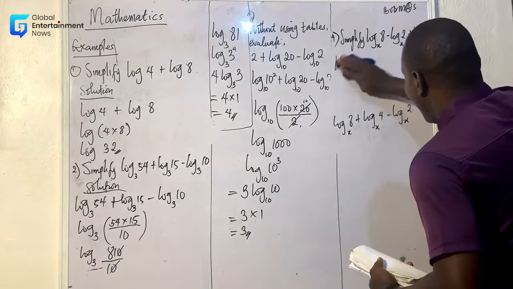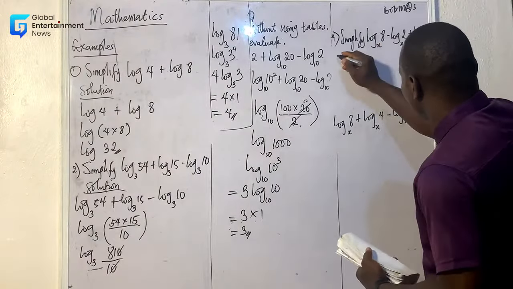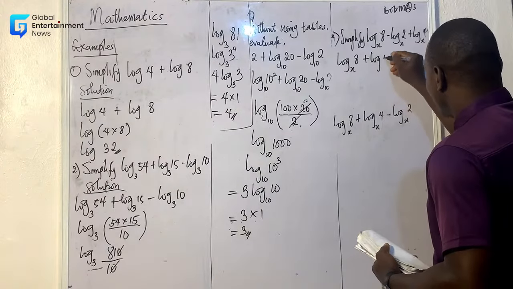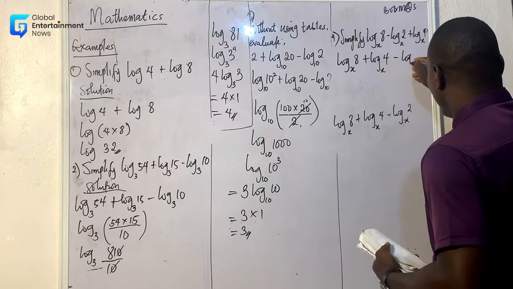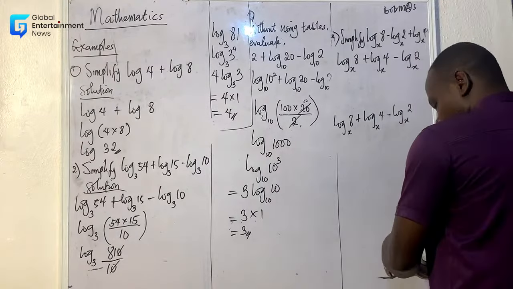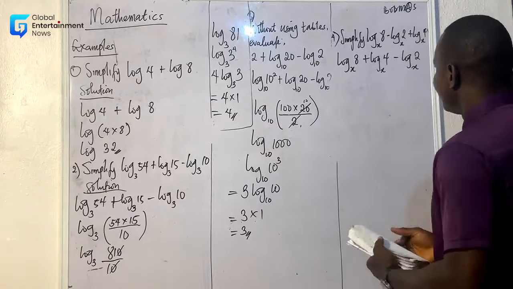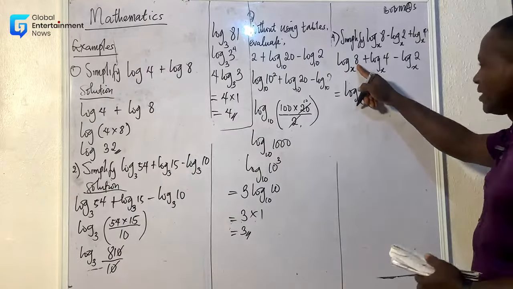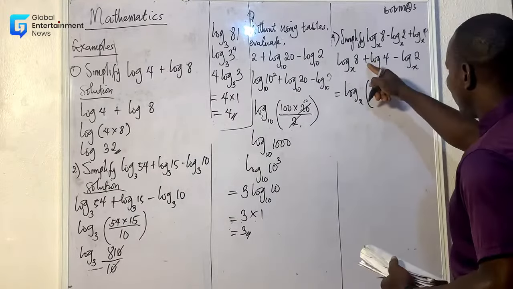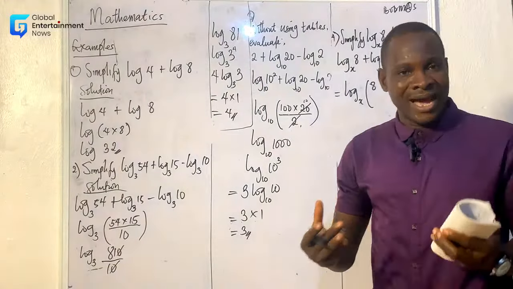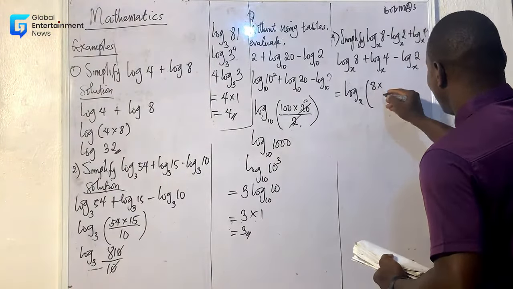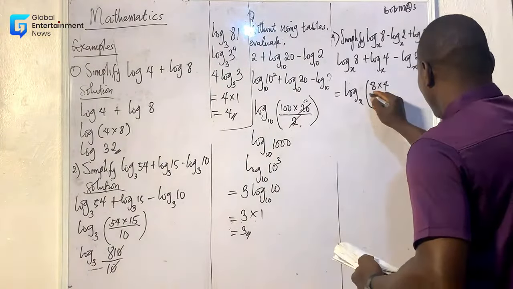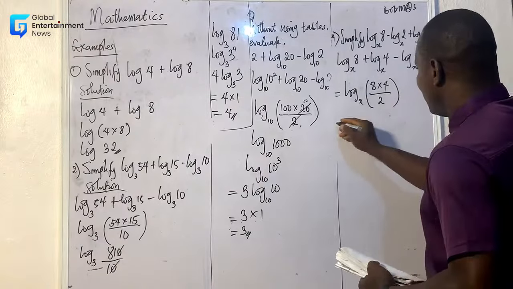So what I have here now, let me write it. Log 8 base x plus log 4 base x minus log 2 base x. Now this will give me log 2 base x, bracket. What is this, everybody? 8. What is this sign? Plus. It will turn to what? Times. Correct. Thank you very much. That is 8 times 4. Then minus means all over. All over what? All over 2.